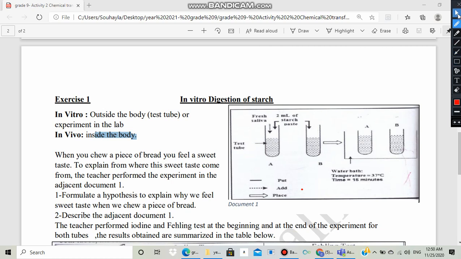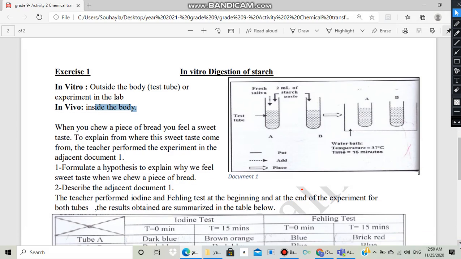Now the question is, you have to formulate a hypothesis to explain why we feel this sweet taste when we chew a piece of bread. Formulate a hypothesis, يعني شكل فرضية. وهيدي الفرضية, this hypothesis may be true or it may be false. But surely it has to be logical.